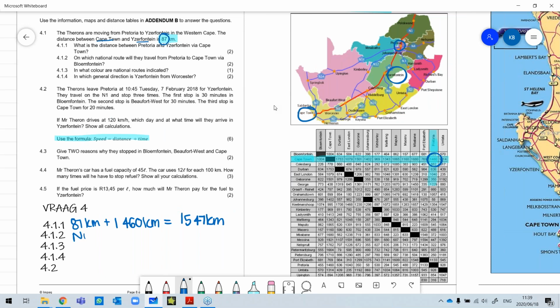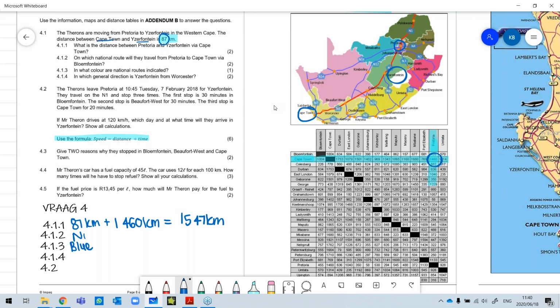Question 4.1.3. In what color are national routes indicated? This is once again some general knowledge that you should by now know. Generally, national roads are indicated in blue. So you will see on this map all the other national routes, the N3, the N2, the N14, they are all indicated in blue.